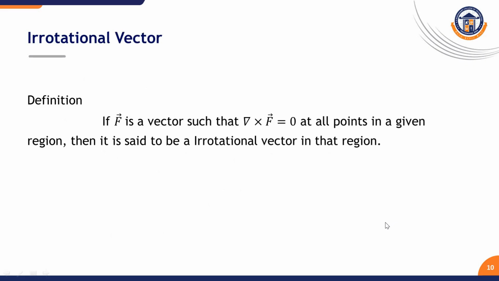Next, irrotational. If F vector is a vector such that del cross F vector equals 0 at all points in a given region, then it is said to be an irrotational vector in that region. The condition for a vector to be irrotational is del cross F vector equals 0.